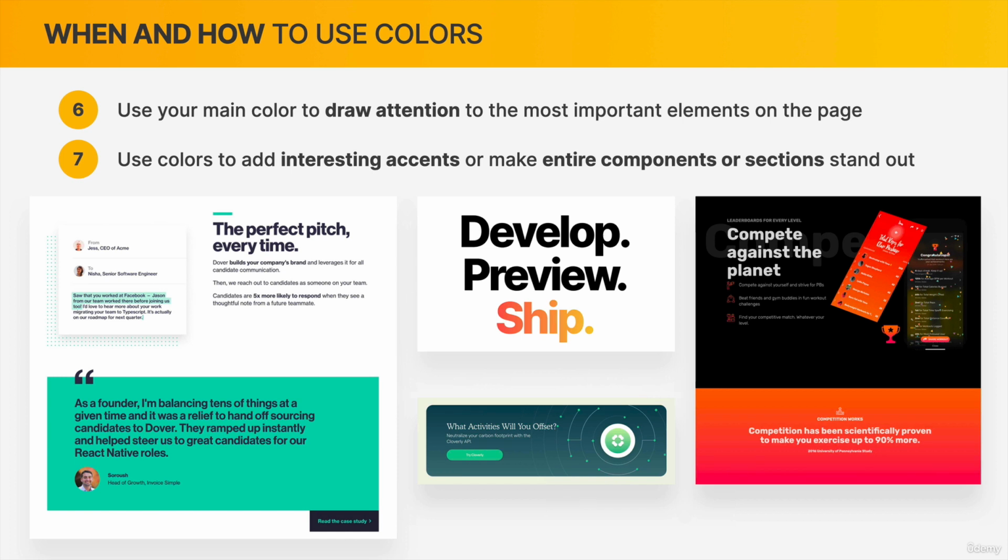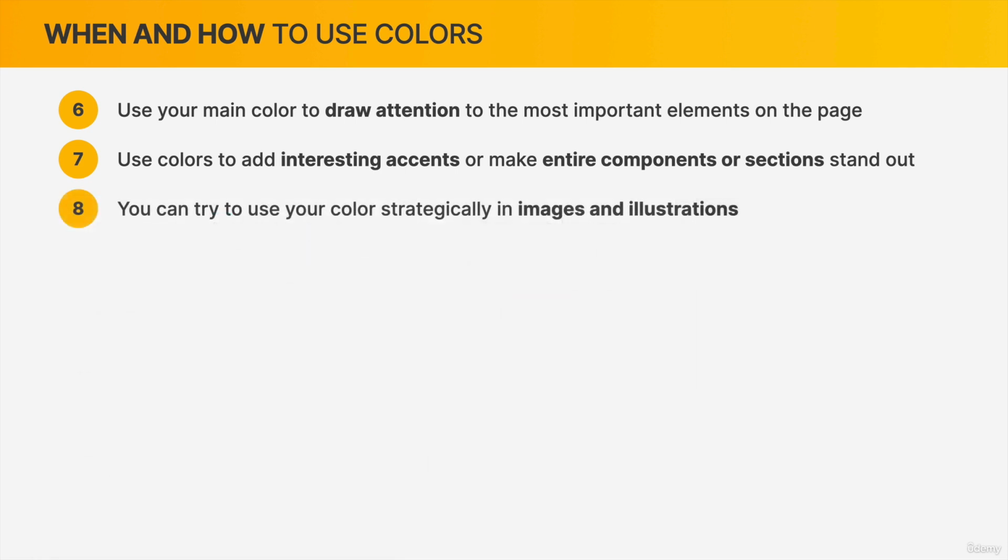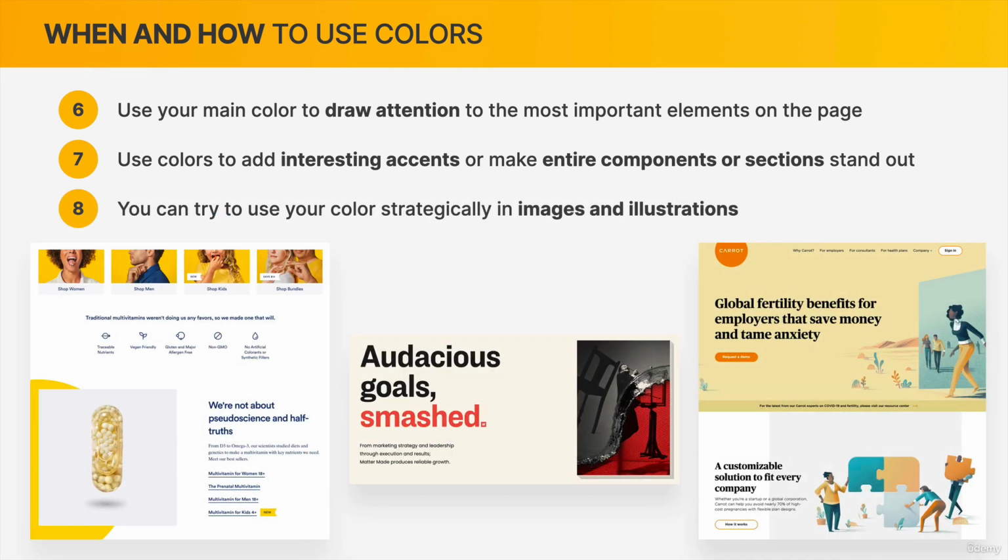Now, another cool trick that many designers use is to use color strategically in images and illustrations, just like here. So here on the left side, you see the main color yellow appearing in those photos at the top. And in the middle, also the red color is right inside of the image somehow. While on the very right side, the main color orange also kind of appears inside of the illustrations.